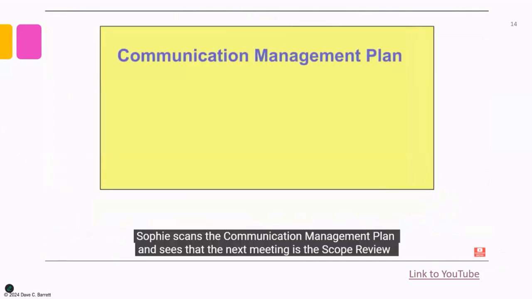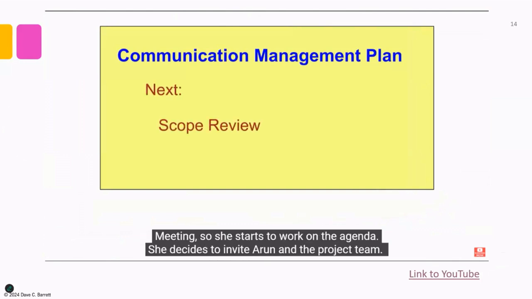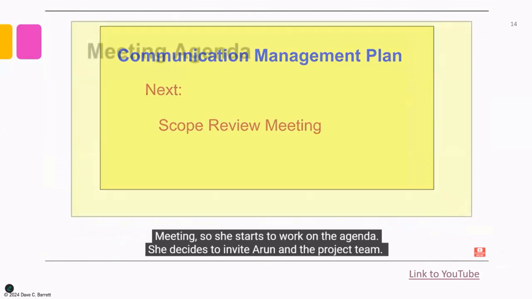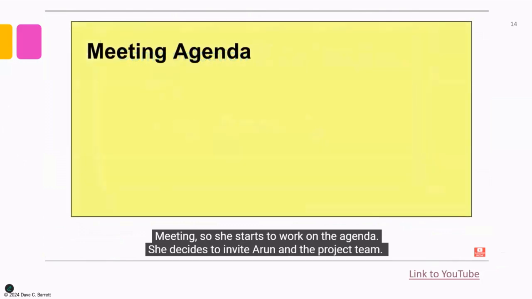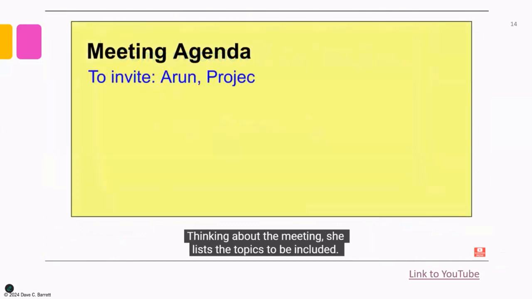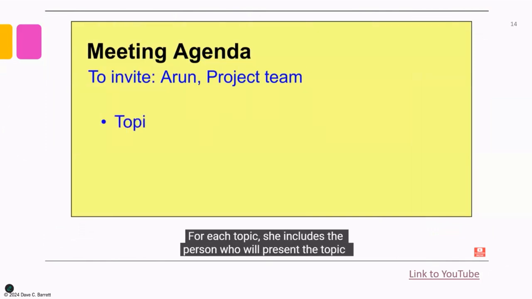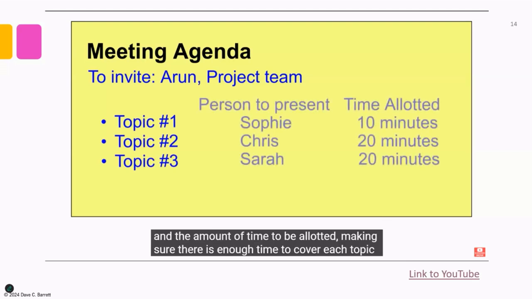Sophie scans the communication management plan and sees that the next meeting is the scope review meeting, so she starts to work on the agenda. She decides to invite Arun and the project team. Thinking about the meeting, she lists the topics to be included.